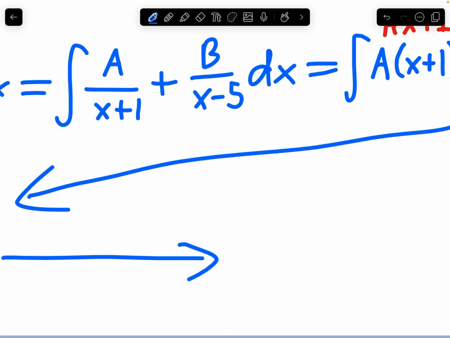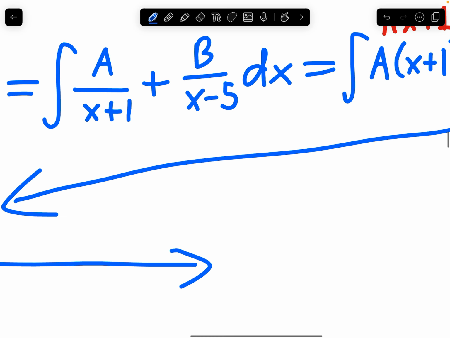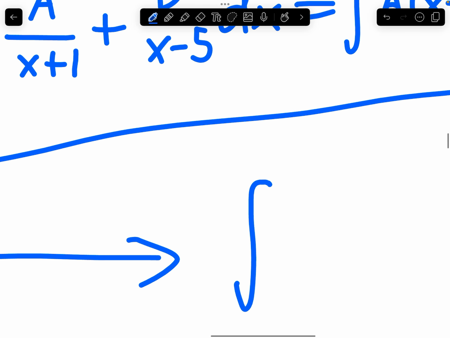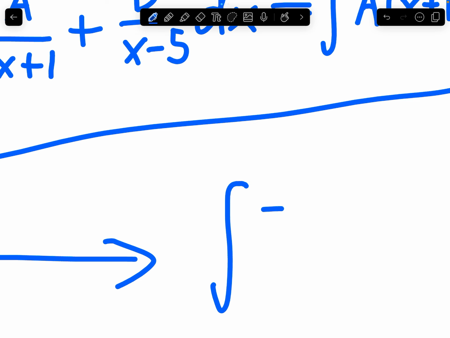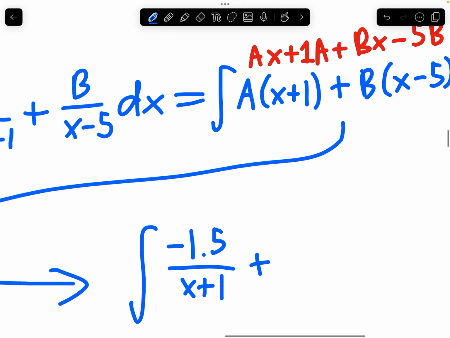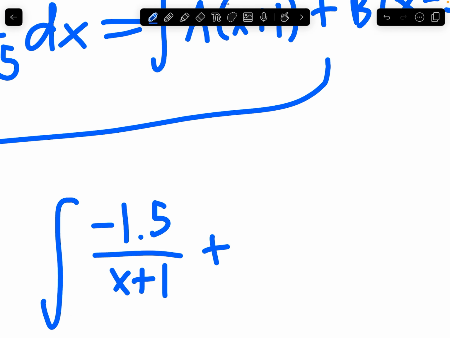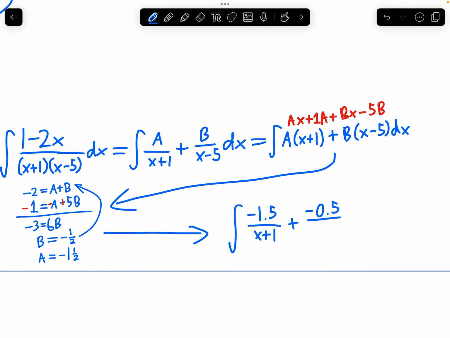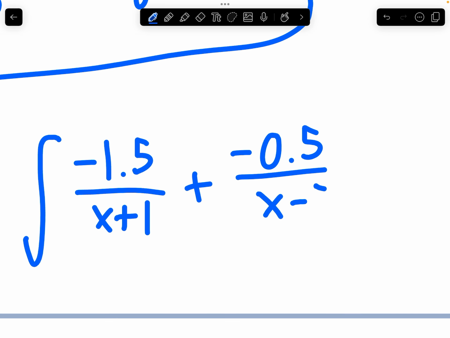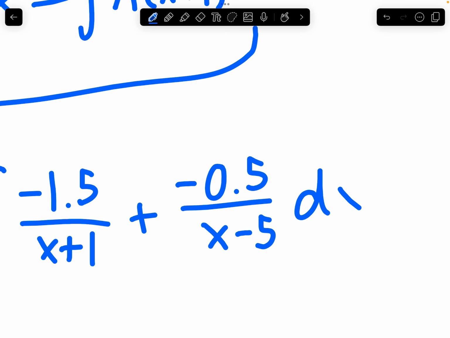So now we should be able to simplify our equation up here, but this time actually have the values of those constants. So going back here, a in this case was negative 1.5. I'm going to do negative 1.5 over x plus 1, plus b was negative 1/2, negative 0.5 over x minus 5, dx.